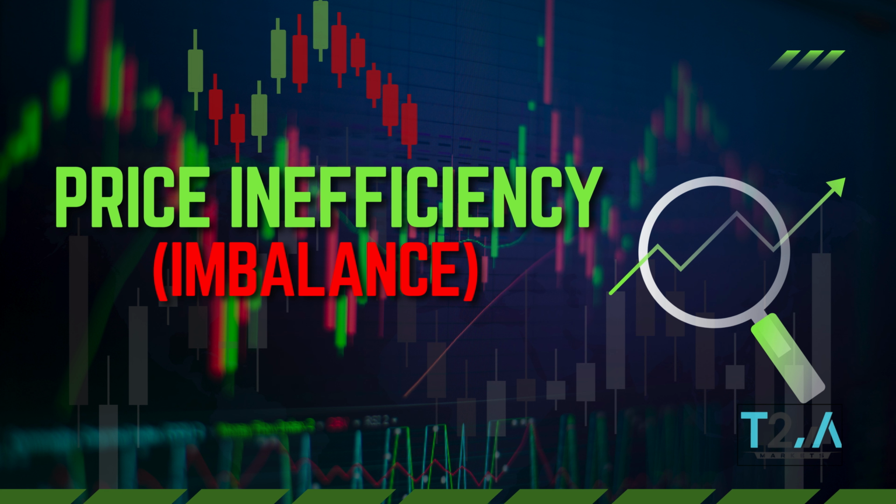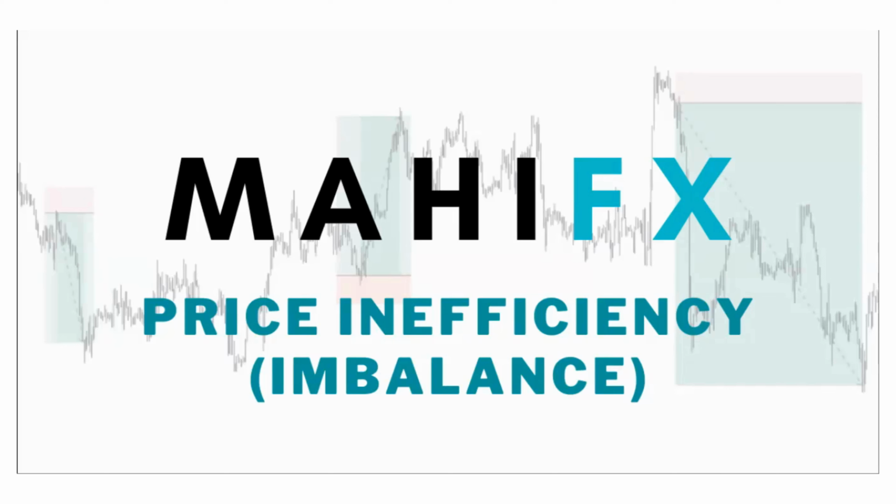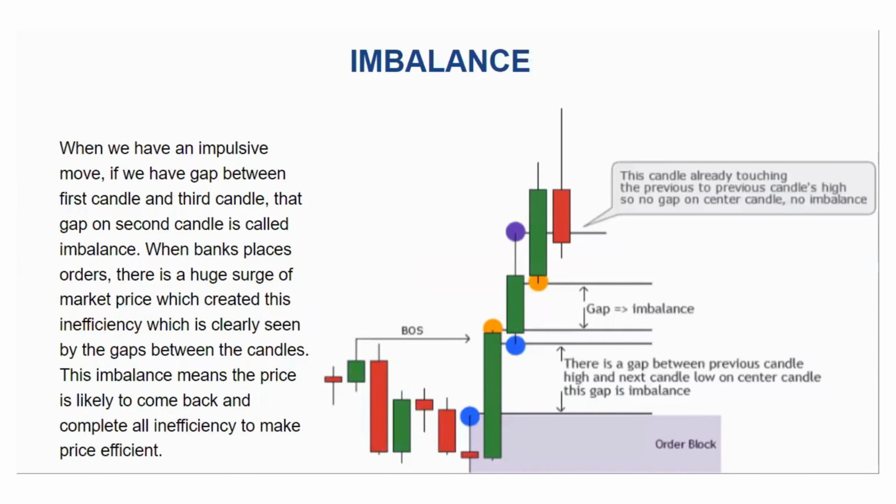In this video, we will be going through what imbalance is. Imbalance is basically what we call price inefficiency. When the market is controlled by the banks, they enter huge positions, a lot of sell orders, a lot of buy orders, and this makes the market move in one direction so fast that many orders are left unexecuted. This causes the price to become inefficient.